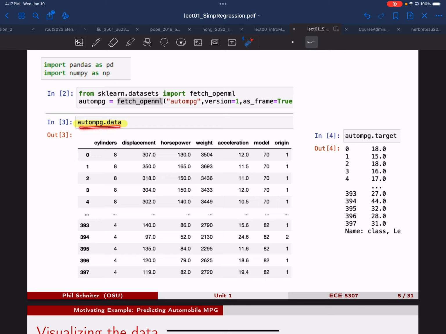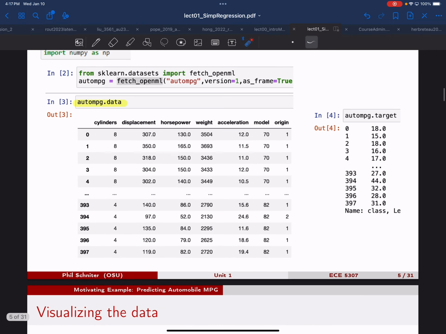So this is the data we are using for prediction. The thing we are trying to predict is in the target field of this. So we have data target. And although it doesn't say it explicitly, these are miles per gallon numbers. And so you can see for this first automobile, the miles per gallon was 18. Okay, so that's sort of the data we're working with.